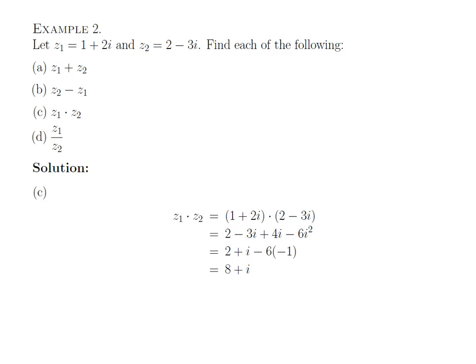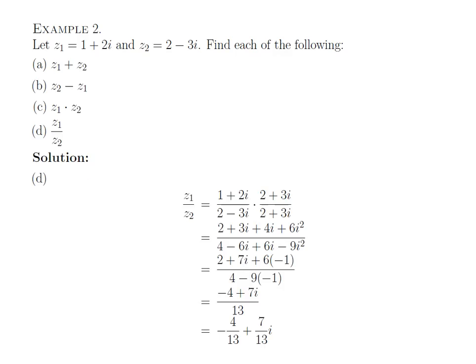Now the one special property that we have here in working with complex numbers is that when we square i, we get the real number negative 1. So i, by definition, is the number whose square is equal to negative 1. So now we have 2 plus i minus 6 times negative 1. Negative 6 times negative 1 is positive 6, so we combine that with the real part 2, and that simplified product is 8 plus i.